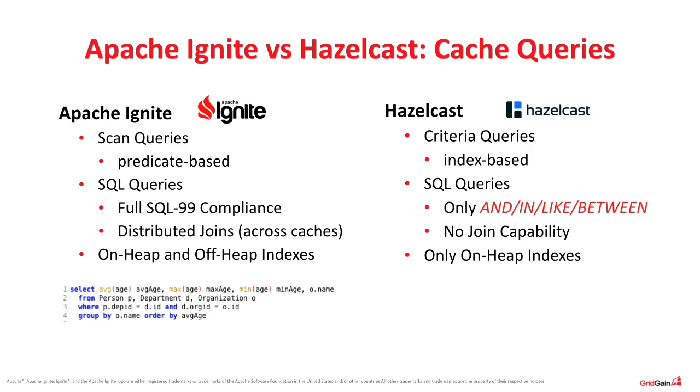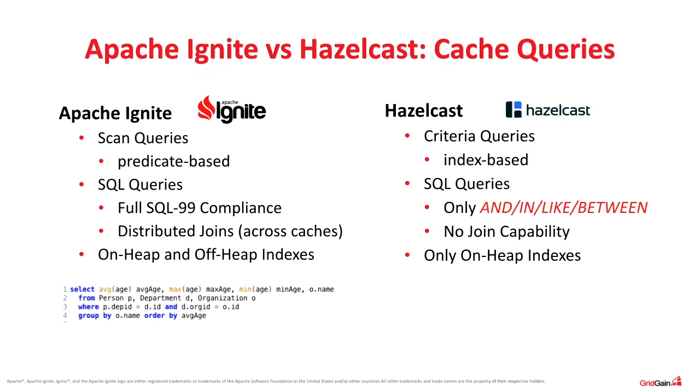Hazelcast provides a very rich criteria queries API, which is index-based, and a somewhat poor, in my view, SQL queries API. They only support 4 keywords in SQL: and, in, like, and between. This is definitely not enough to support full SQL capability, and they do not support joins. In either approach, they do not support joins between caches.